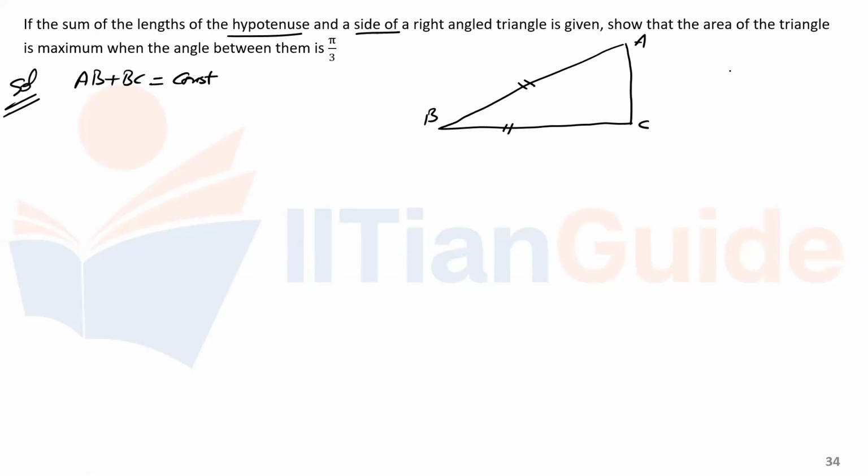Okay. And we need to prove the area is maximum. Area we need to prove maximum. So maximum अपने आप आएगा, minimum नहीं आएगा. Maximum पूछा, maximum will come automatically. No need to worry for that. Area is maximum when angle between them is pi by 3. I am taking this angle to be theta. Okay. Area is maximum when theta is pi by 3. We need to prove that. Okay. How to do it? Tell me.